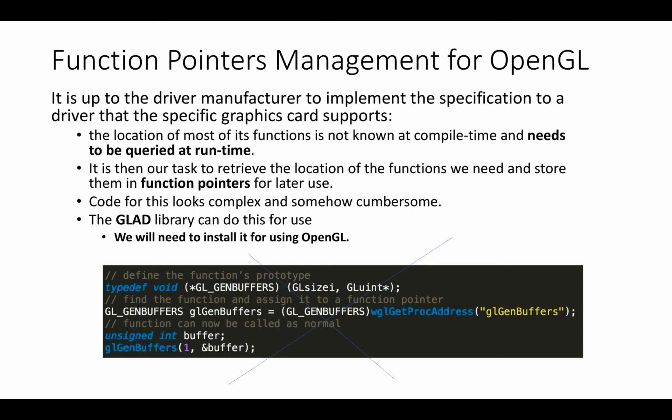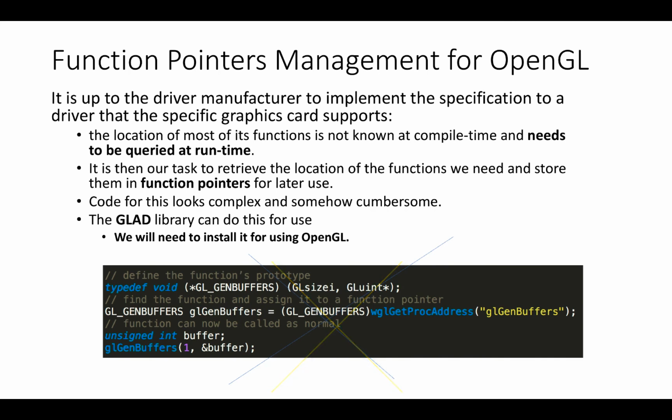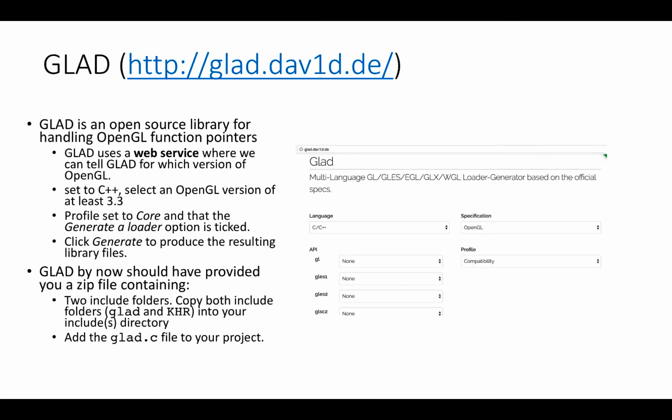Retrieving those locations is OS specific, and it looks something like the code in these slides. As you can see, the code looks rather complex, and it is a rather cumbersome process to do for each function we might need that is not declared. Thankfully, there are libraries for this purpose. GLAD is an open source library that manages all the cumbersome work we talked about in the previous slide.